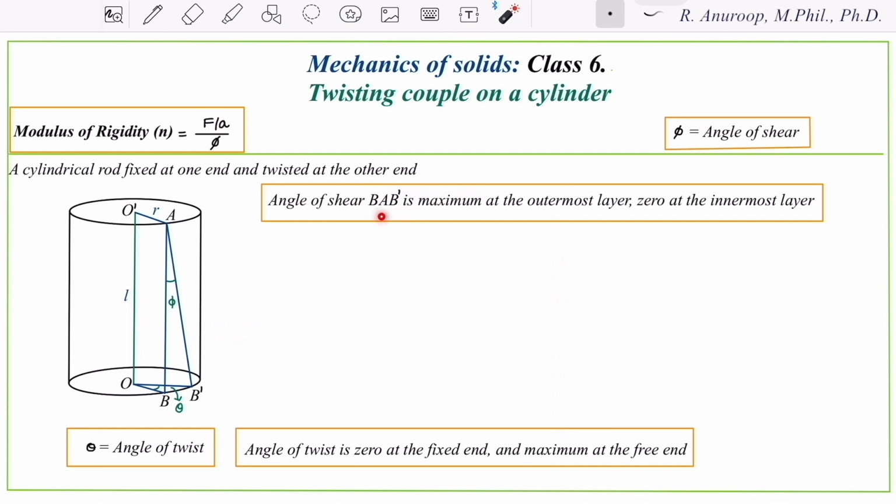So this phi is called the angle of shear. This BAB dash, that is the angle of shear. Now the angle of shear is maximum at the outermost layer. Why? Because at the outermost layer the displacement BB dash is maximum. If you are moving towards the innermost layer, then this angle decreases, and it is clear that the angle of shear is 0 at the innermost layer.